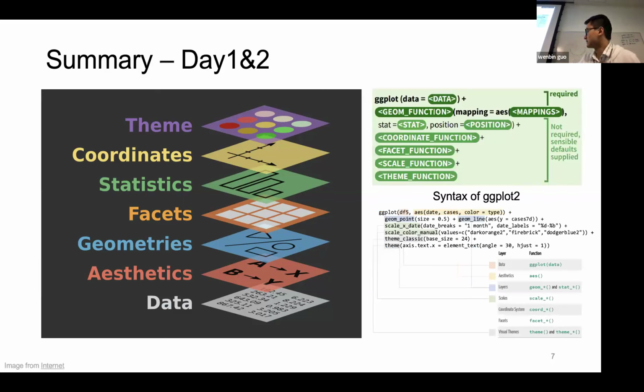So this is the syntax of ggplot2, and you can clearly see that it corresponds well with the left panel picture: you have the data, you have the aesthetic mapping, you have the statistics, and also some coordinates, facet, scale, theme, etc. Basically, this is just how ggplot2 is designed. It's basically designed based on this figure.